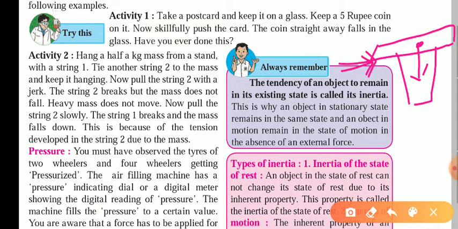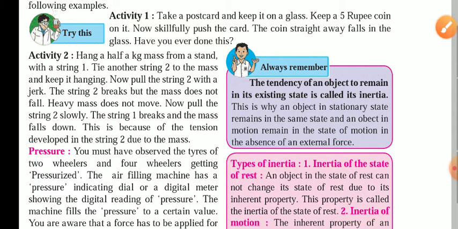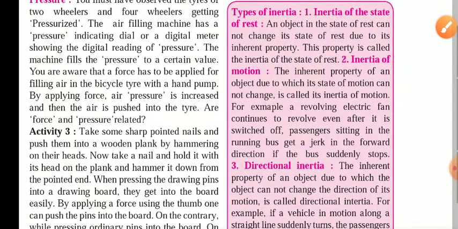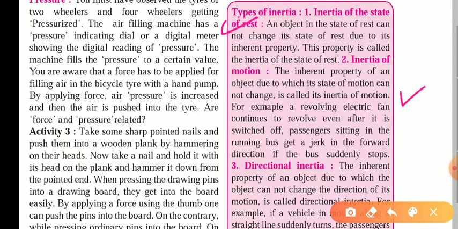We have three different types of inertia. The first is inertia of rest. An object in the state of rest cannot change its state of rest due to its inherent property. This property is called the inertia of rest. The first example we discussed, the coin, was the example for the inertia of the state of rest.